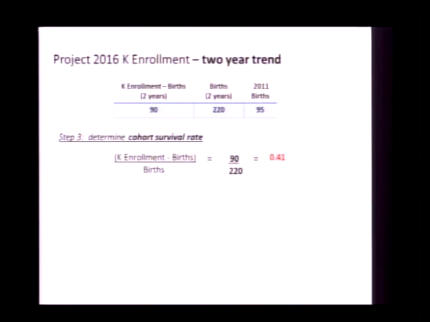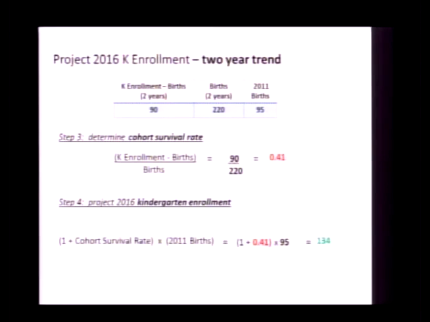So again, the equation is the same. We take the K enrollments minus the births over the births, and we know that that's 90 over 220. So for this particular example, we would get a cohort survival rate of 0.41. Step 4 would be to project the 2016 kindergarten enrollment using our survival rate, 1 plus the cohort survival rate times my 2011 births. You can see the math play out there, and we would project 2016 kindergarten enrollment at 134 in this scenario.